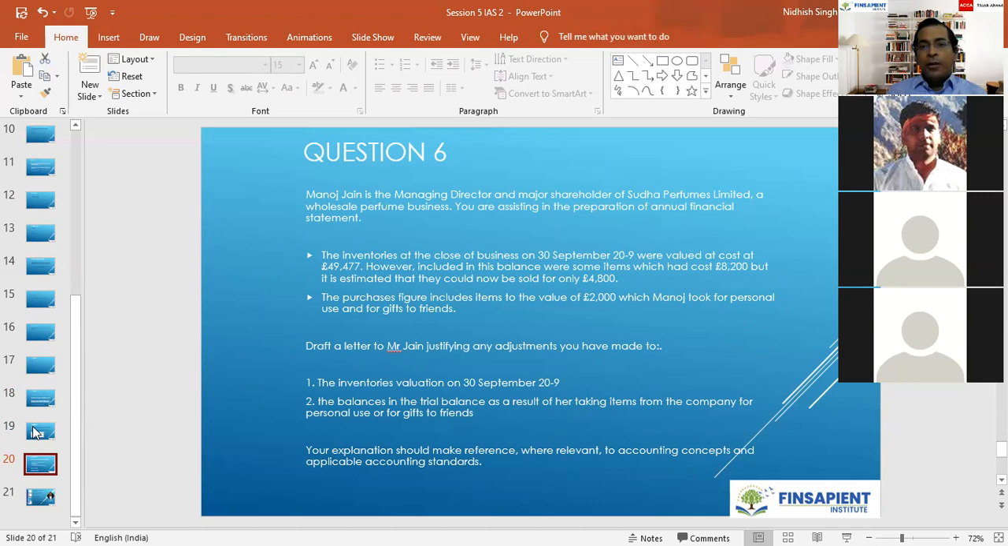Balance sheet item costed 8,200 pound, but estimated that it could now be sold only for 4,800. So you can see a direct expense actually down to 4,800. The purchase figure includes items to the value of 2,000 which Manoj took for personal use and for gifts to friends, right? That is something that is a wastage. Subtract that one, of course, if you're going to consider the cost. So applying all this together, what will be the inventory valuation as of 30th September?